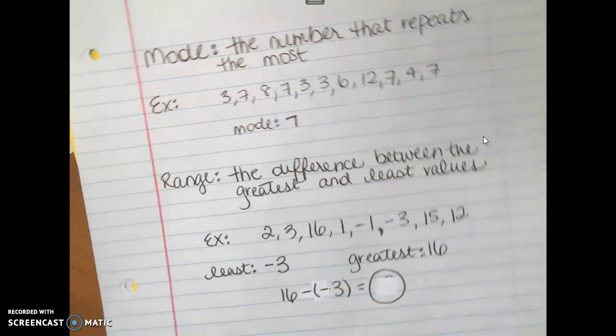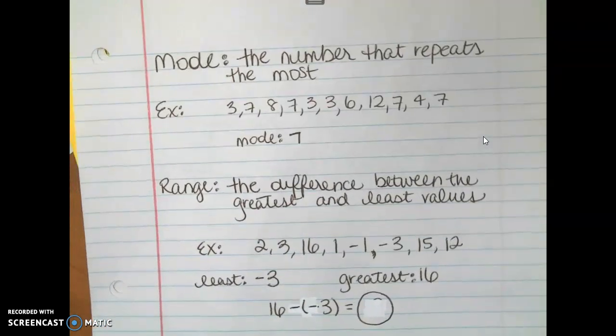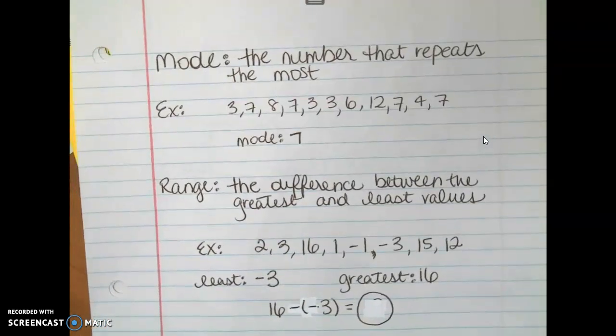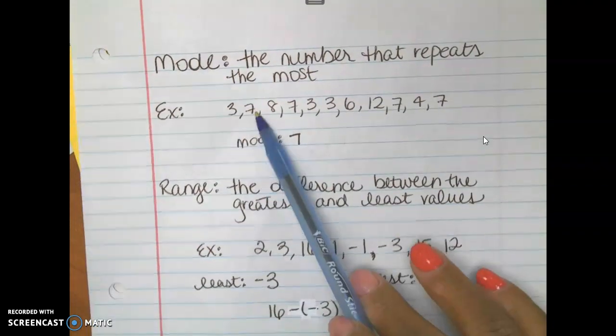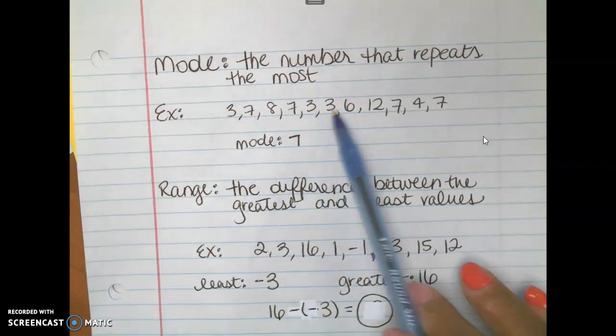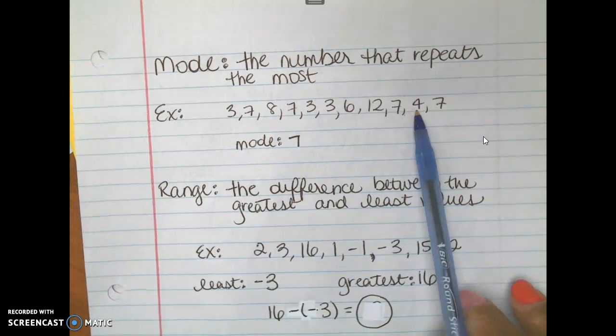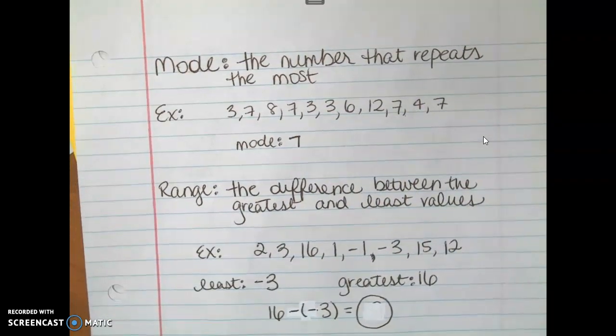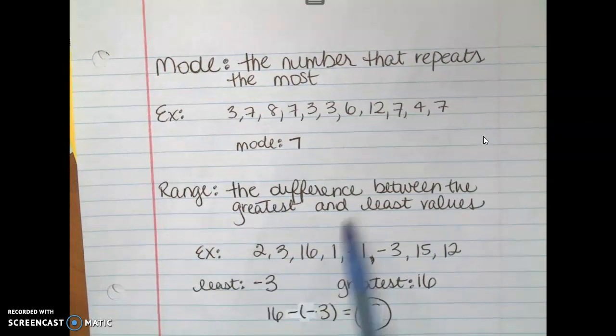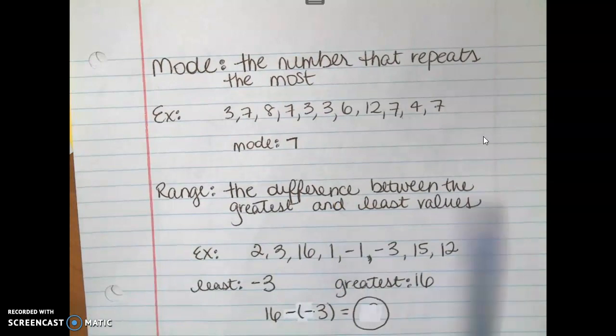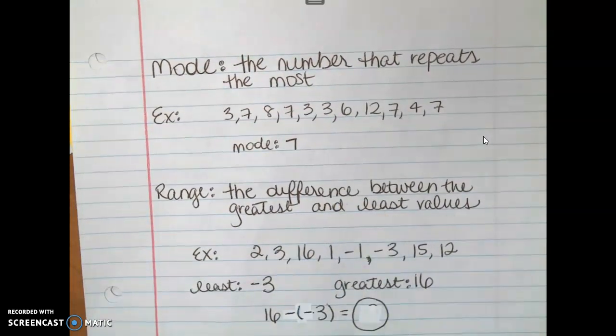For a mode, it's the number that repeats itself the most. So in this data set, I've got 3, 7, 8, 7, 3, 3, 6, 12, 7, 4, 7. The number that you see the most is 7. The range is the difference between the greatest and the least values.